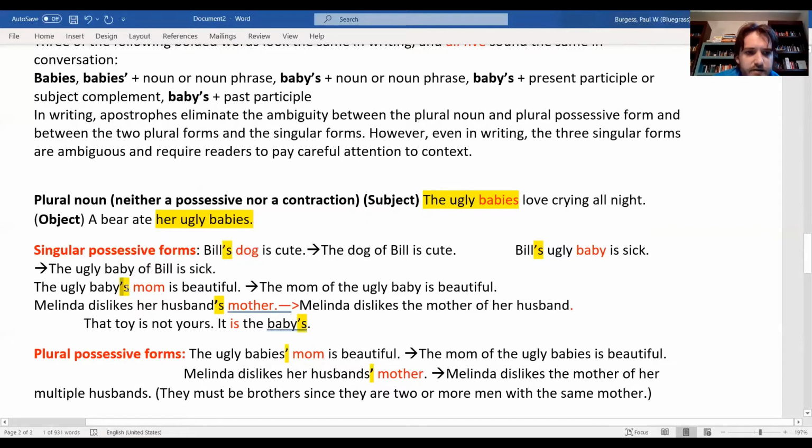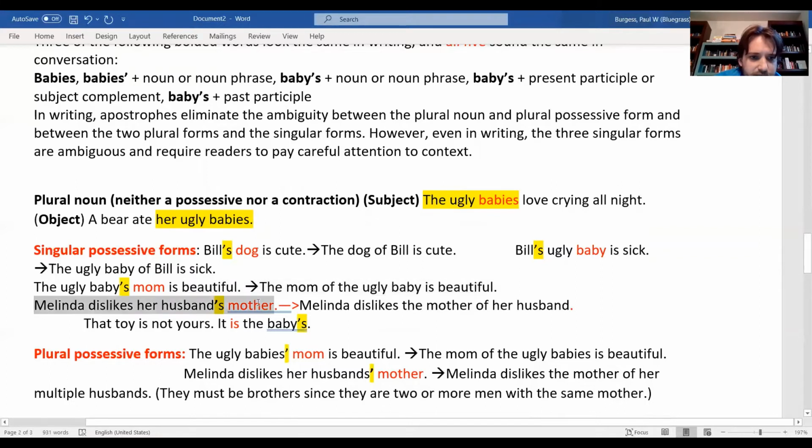Apostrophe S shows us one baby. Okay, so plural possessive form, S apostrophe shows us many babies. They might share the same mom, so they might be siblings, brothers and sisters, but they have one mother. Okay.